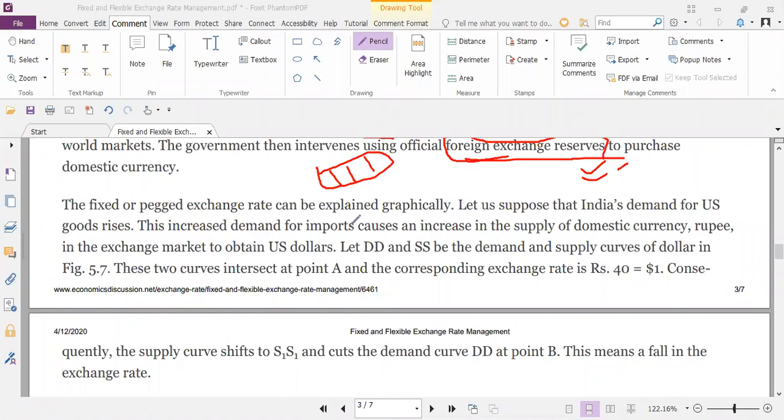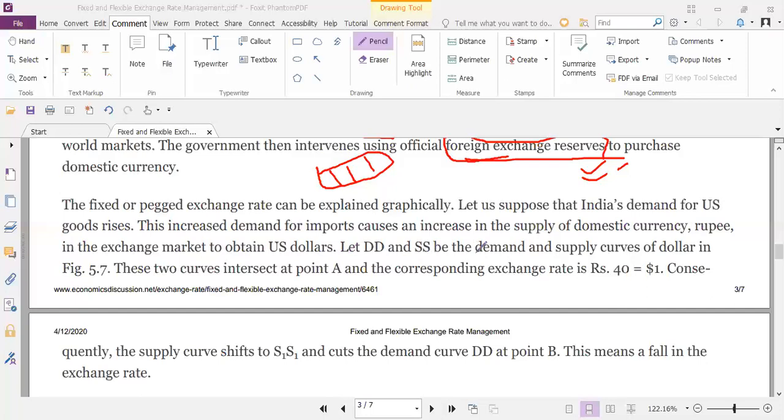So fixed or a pegged exchange rate can be explained graphically. Let us suppose that India's demand for US goods rises. So if the demand for US goods is rising, that means the imports will increase, right? This increased demand for imports causes an increase in the supply of domestic currency. So therefore our money will go to US. The domestic money will go to US, right?